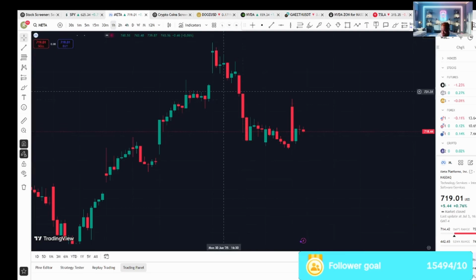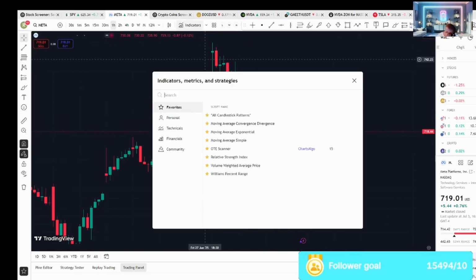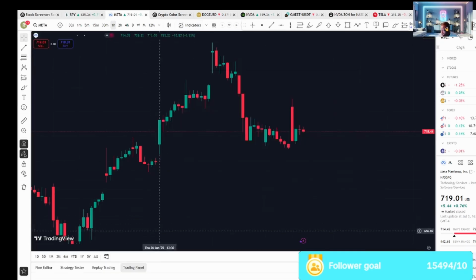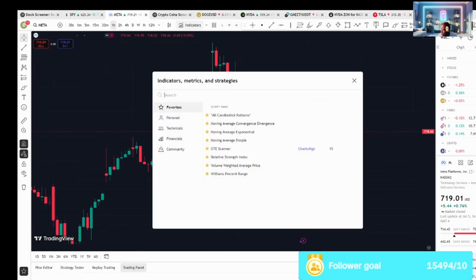Now, the moving average we're going to use. When you want to use it, you click there on indicator and look for moving average. Today, instead of the simple moving average, I'm going to use the exponential moving average for you. Let me click there again. I click moving average, exponential, and once you click there, it's already plotted on your chart.